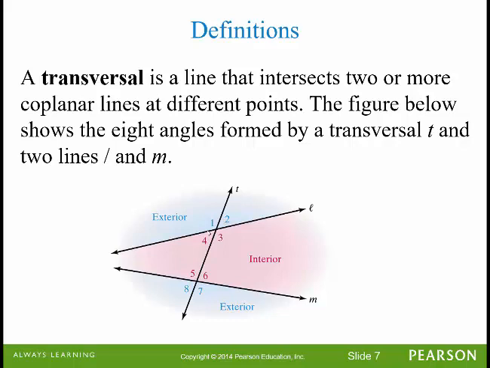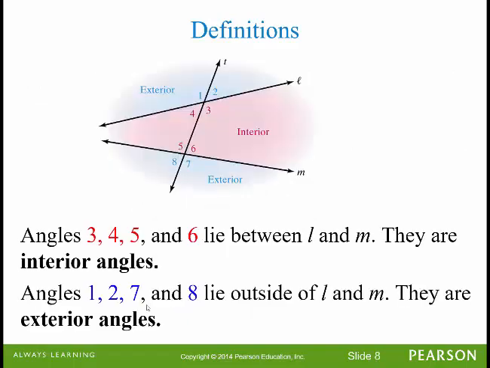All right, so we've got these on the inside here. Angles 3, 4, 5, and 6 are the interior angles, and the exterior ones are on the outside, so 1, 2, 7, and 8. So just as I said, angles 3, 4, 5, and 6 lie between L and M. They are the interior, and angles 1, 2, 7, and 8 lie outside of L and M. They are what's called the exterior angles.